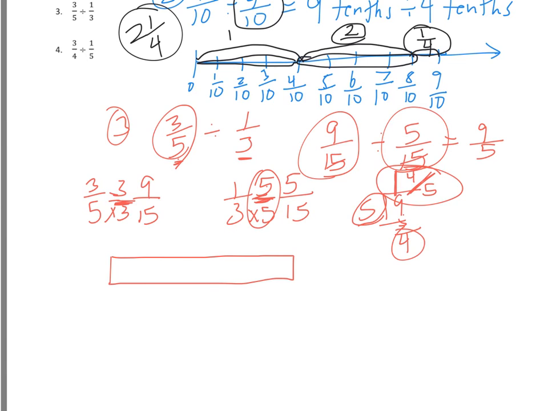Actually, I'll do it to show 15. So I'm going to make it a little bit bigger. I got 1, 2, 3, 4, 5, 6, 7, 8, 9, 10, 11, 12, 13, 14, 15 boxes. Okay, 15 boxes. I need to bracket off 9 of them. So 1, 2, 3, 4, 5, 6, 7, 8, 9.